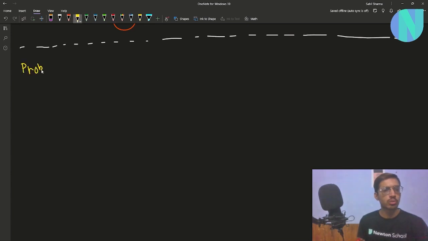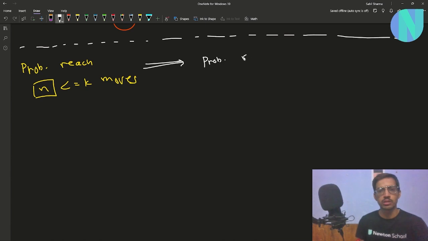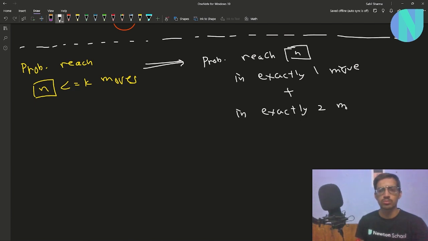So we want to find the probability of reaching cell n in less than or equal to k moves. But I can rephrase this as multiple probabilities, right? I can write this as: find the probability of reaching cell n in exactly one move, plus in exactly two moves, plus in exactly three moves, and so on up to in exactly k moves.